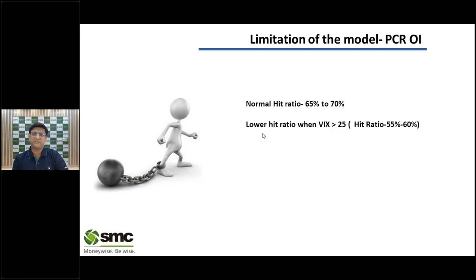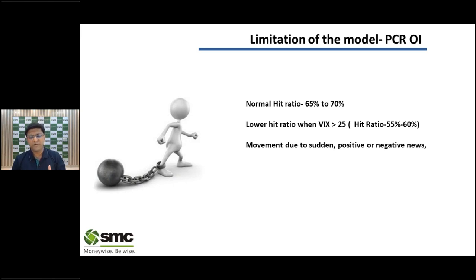When the VIX is greater than 25 (right now VIX is trading around 22, and for the last, say, 1 month, in May, it was around 20-25), whenever the VIX goes above 25, the accuracy goes down. Why so? Intraday accuracy goes down because market volatility increases a lot and you get big swings.